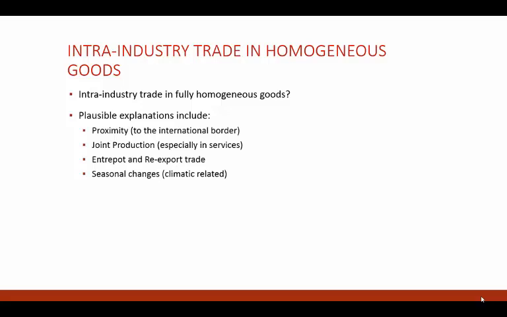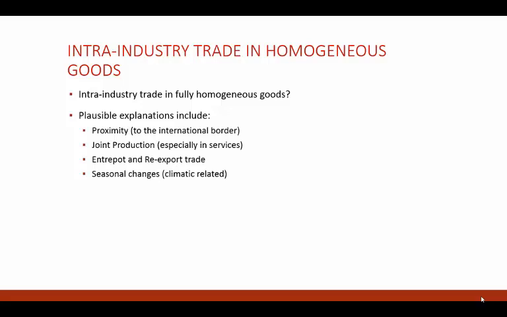Okay, what have we learned? New trade theory provides a plausible explanation for intra-industry trade in goods that are differentiated yet belong to the same industry. What about observed trade in goods that are homogeneous? How do we explain this?